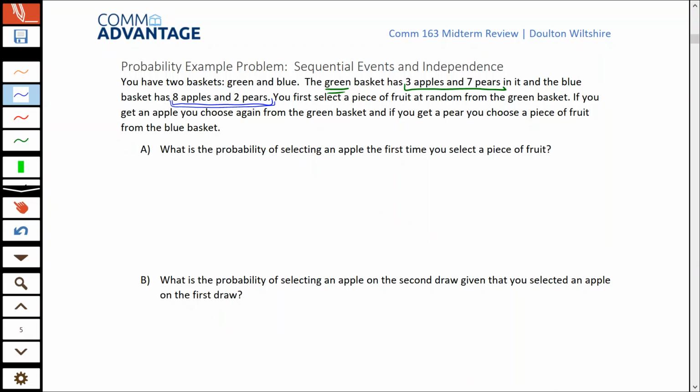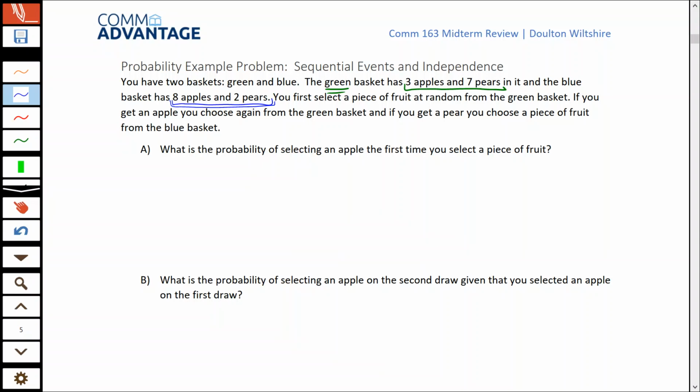If you get an apple, you choose again from the green basket, and if you get a pear, you choose a piece of fruit from the blue basket. Okay, so there's going to be these 2 picks, and depending on the result from the first one, it's going to change what we do in the second one.